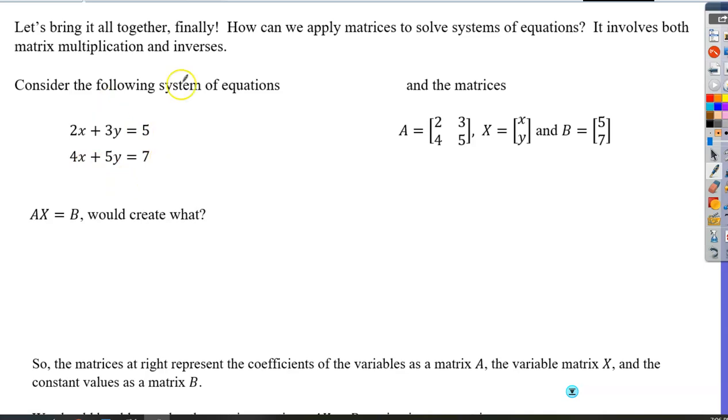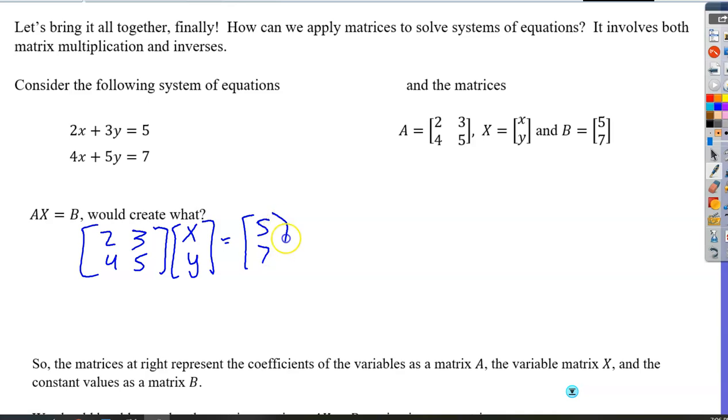So look at these matrices. Here's a 2 by 2 matrix, 2, 3, 4, 5. The X matrix I'm calling XY, and the B matrix I'm calling 5, 7. Notice there's a relationship here. Let's take the equation matrix A times X equals B. What would that look like? So that means I'm using these guys. So that would be 2, 3, 4, 5 times matrix X, which is a column matrix, XY. And then we have the column matrix equals B, so 5, 7.